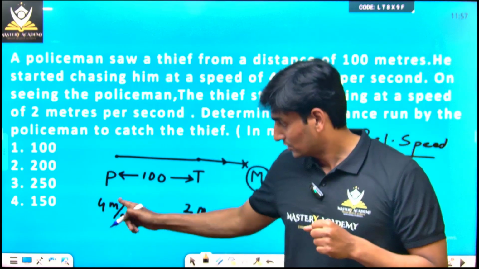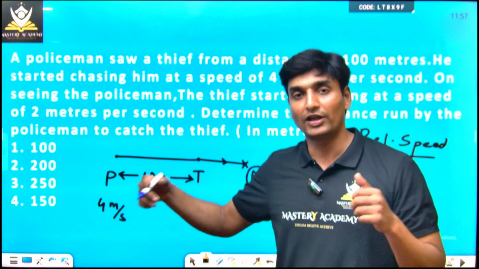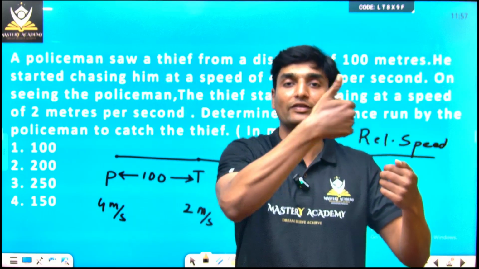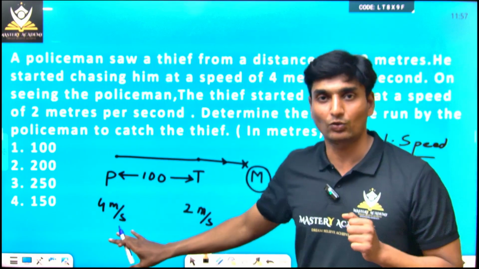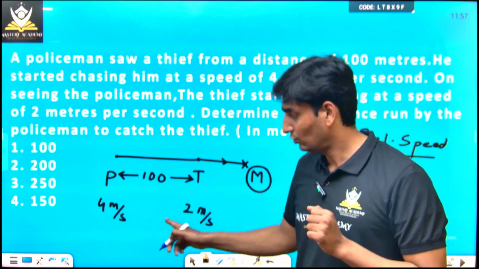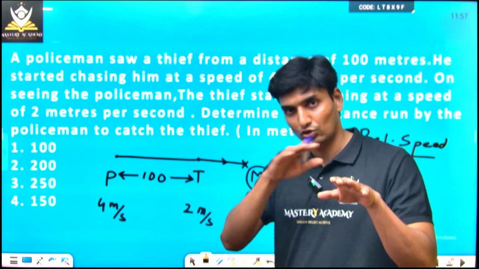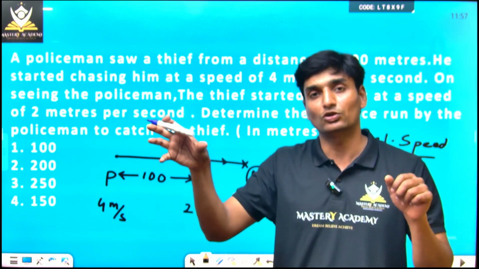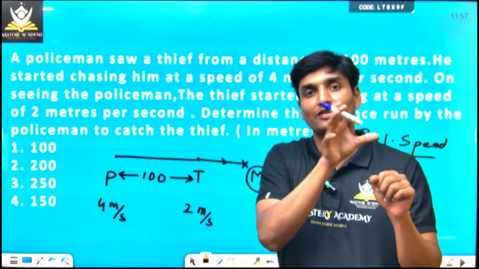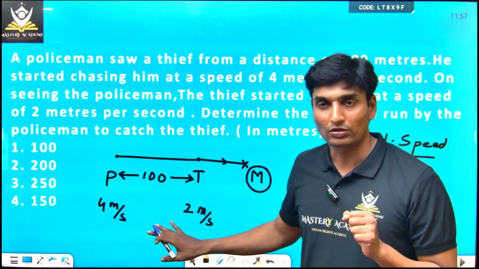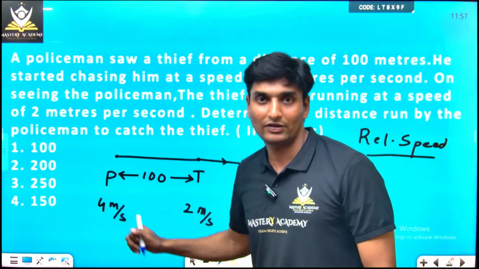Only there is one condition: the policeman has to run at a speed more than that of the thief, and that is exactly what he is doing. Here it is 2, here it is 4 meters. So 2 and 2 cancel, and only the additional 2 meters is the content that is actually going to work out. So 2 meters per second is the relative speed.